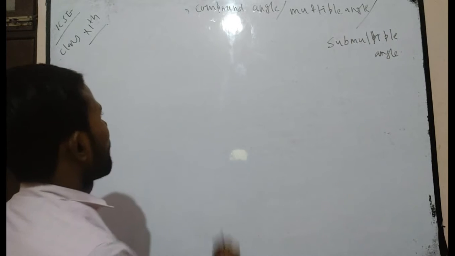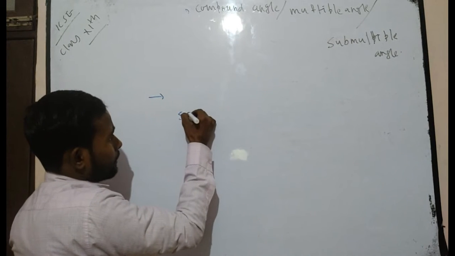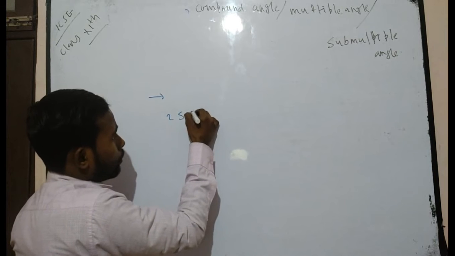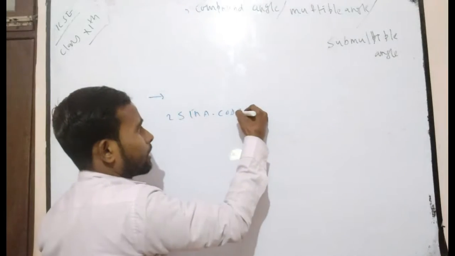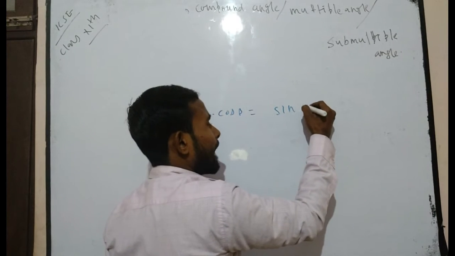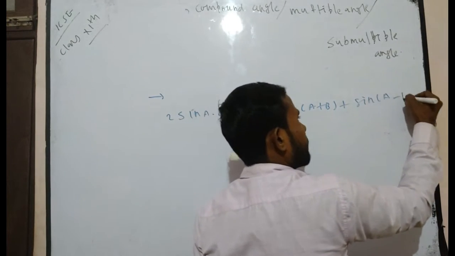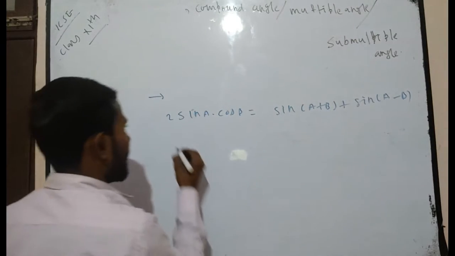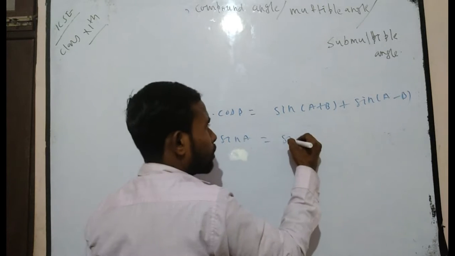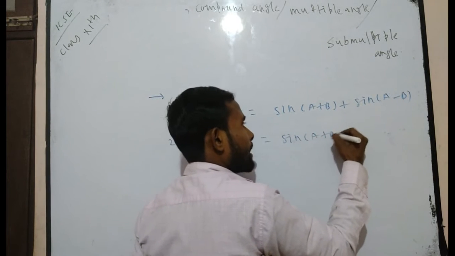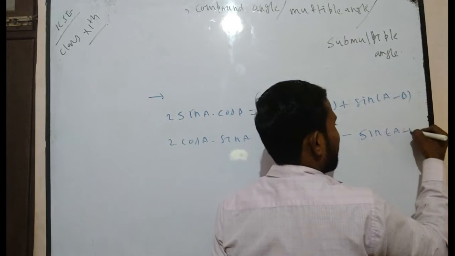Another formula will be sin a into cos b, is equal to sin(a plus b) plus sin(a minus b). You have to remember it. After it, 2 cos a into sin b is equal to sin(a plus b) minus sin(a minus b).